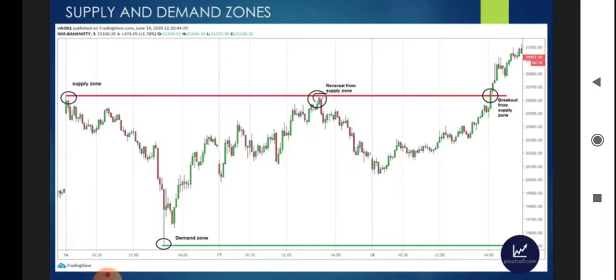So that means this is the place you should look for shorting opportunity if you see the bearish candle, because that is the supply zone. Supply zone means that is where strong sellers are. Okay, first time it reversed. Second time, can you see what happened on 18th? Again market started going up, and this time didn't reverse.